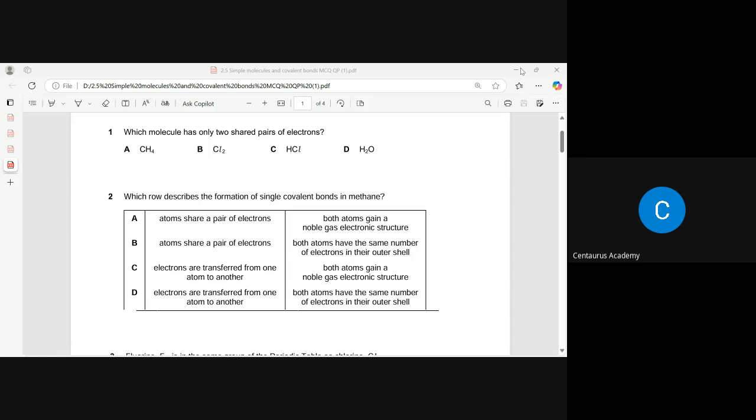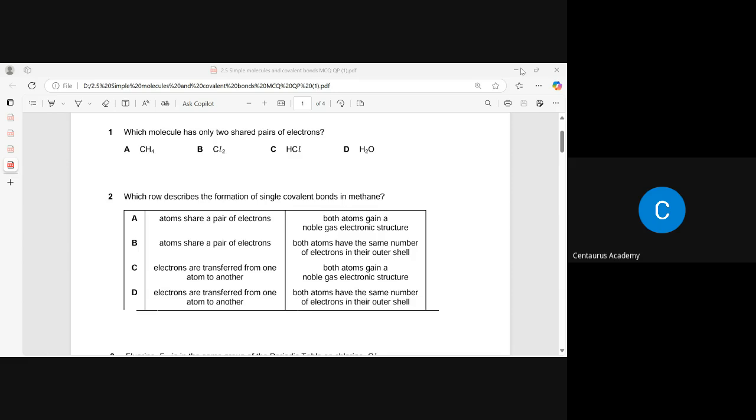Which row describes the formation of single covalent bonds in methane? Methane is CH4. Is it A, B, C, or D? Yes, good. A is the correct answer.